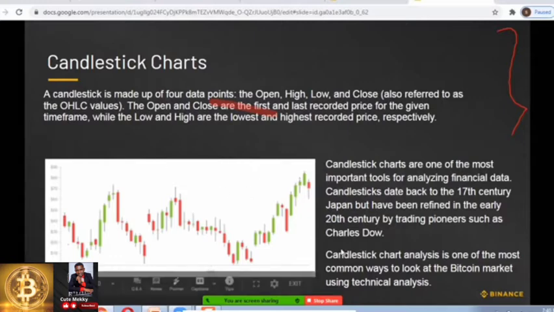It's very important for you to give kudos to this guy. He did a nice and wonderful job to modify the candlestick to what we are using now, because before, traders were using line charts, which do not give enough information to analyze the chart and know what the price is doing at that moment. So candlestick chart analysis is one of the most common ways to predict the price of the Bitcoin market or cryptocurrency markets using technical analysis.